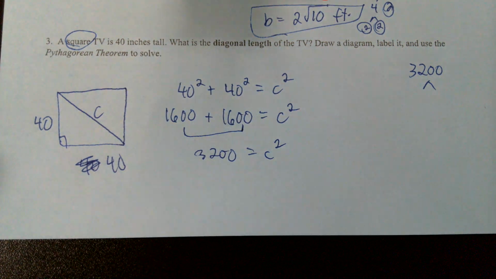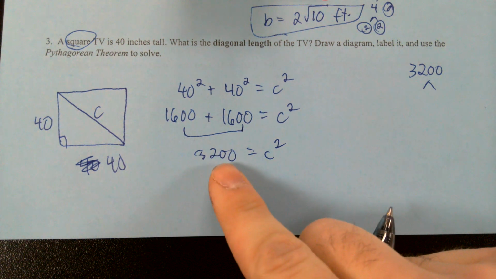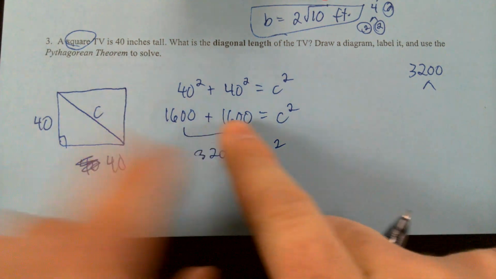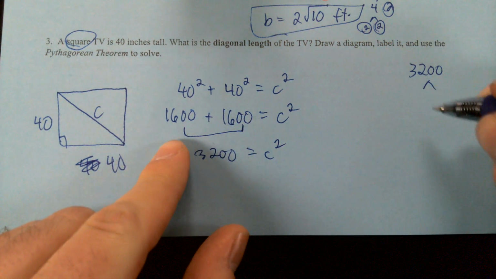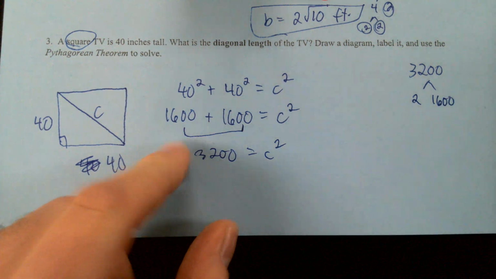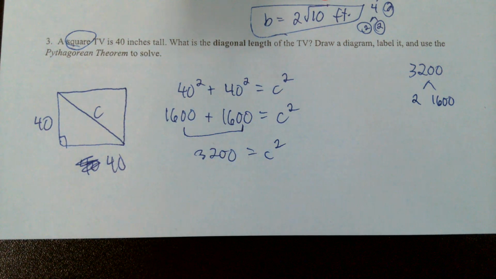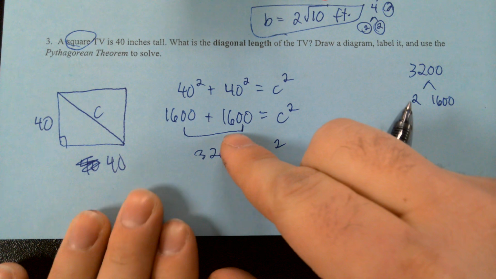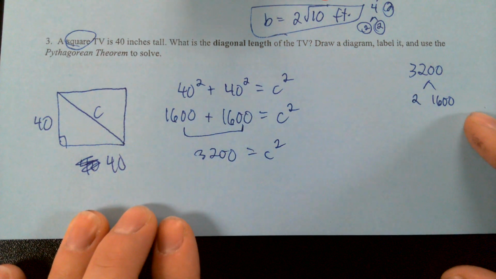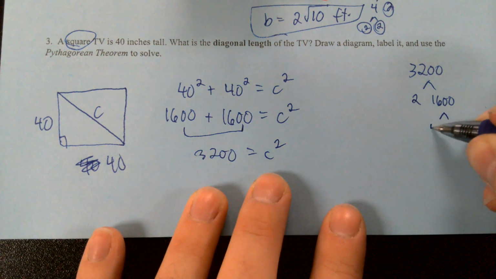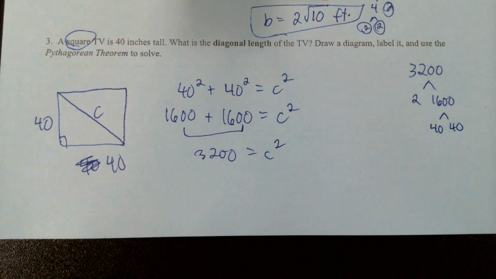Unless we think about it in a little bit simpler terms. We know that 3200 is 2 times 1600 because that's what we just did in the previous step, right? 2 times 1600. And although we're not really trained to notice this, 1600 is a perfect square, right? We just found out that 40 times 40 gave us 1600. So we can break 1600 up into 40 times 40.